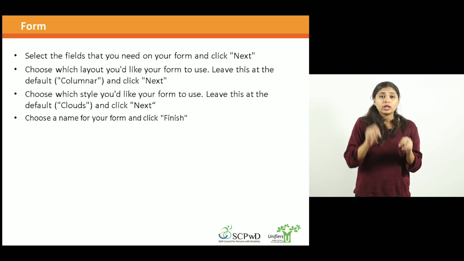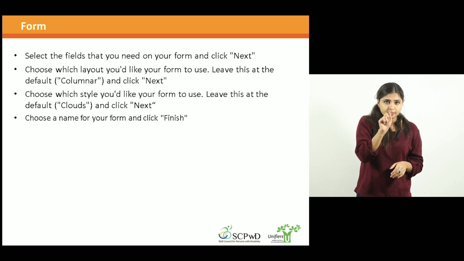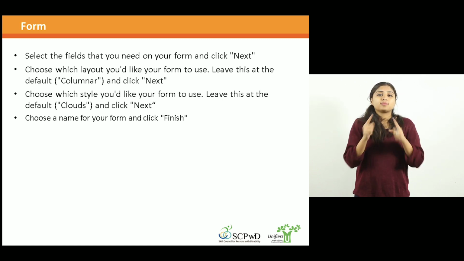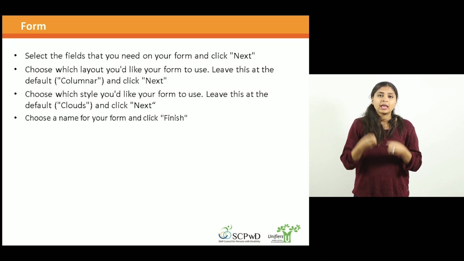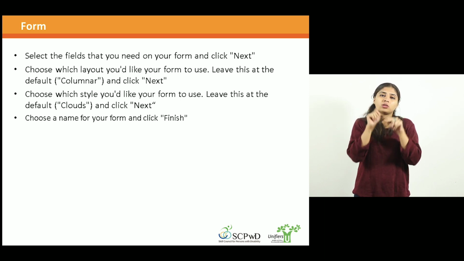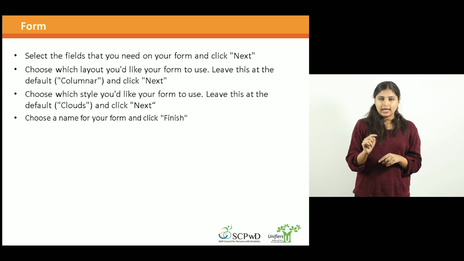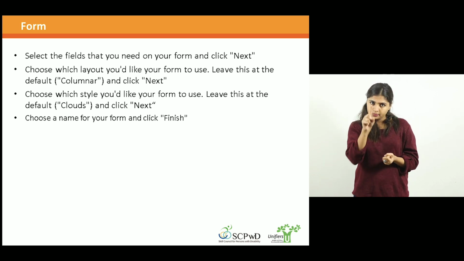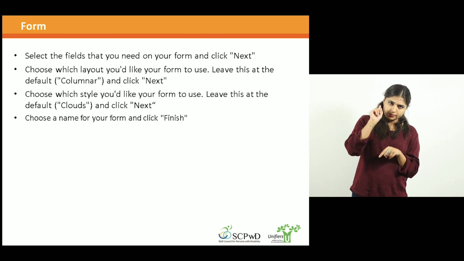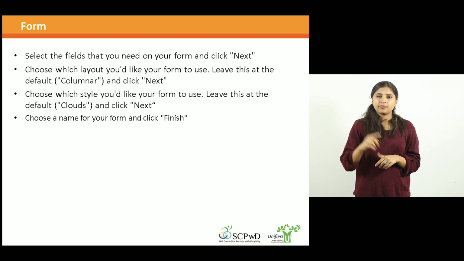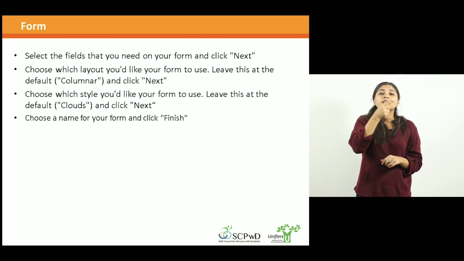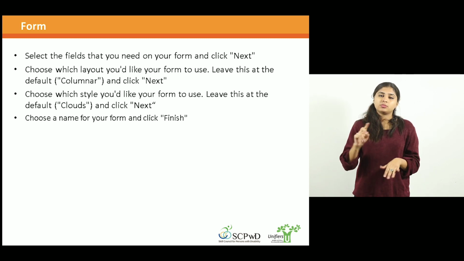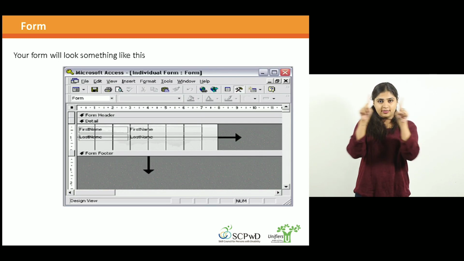Select the fields that you need on your form and click Next. Choose which layout you would like your form to use. Leave this at the default, columnar, and click Next. Choose which style you would like your form to use. Leave this at the default, clouds, and click Next. Choose the name to your form and click Finish. Your form will look something like this.